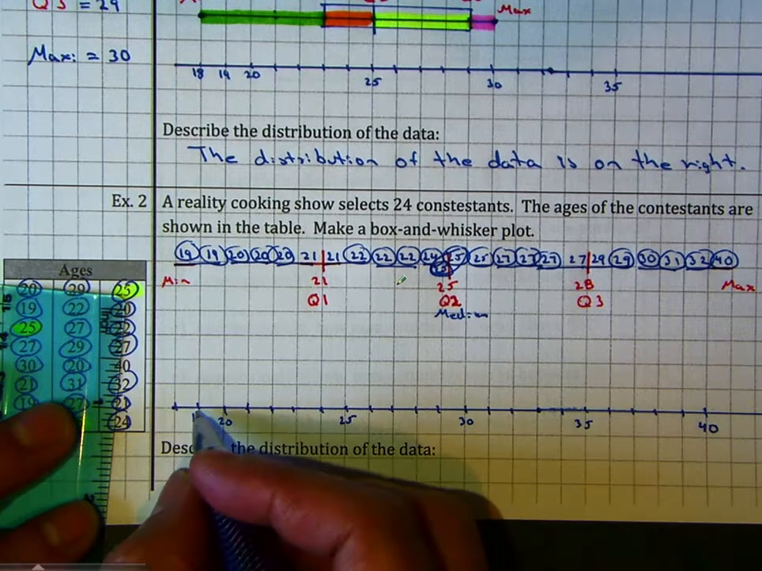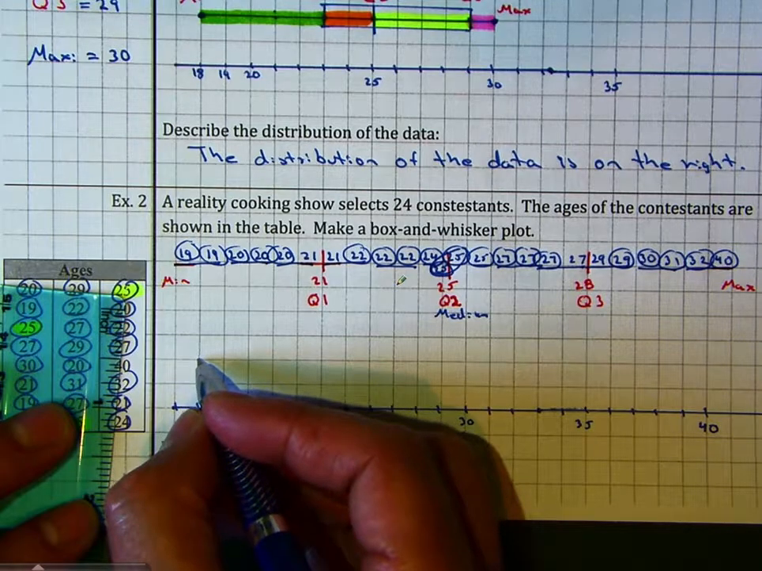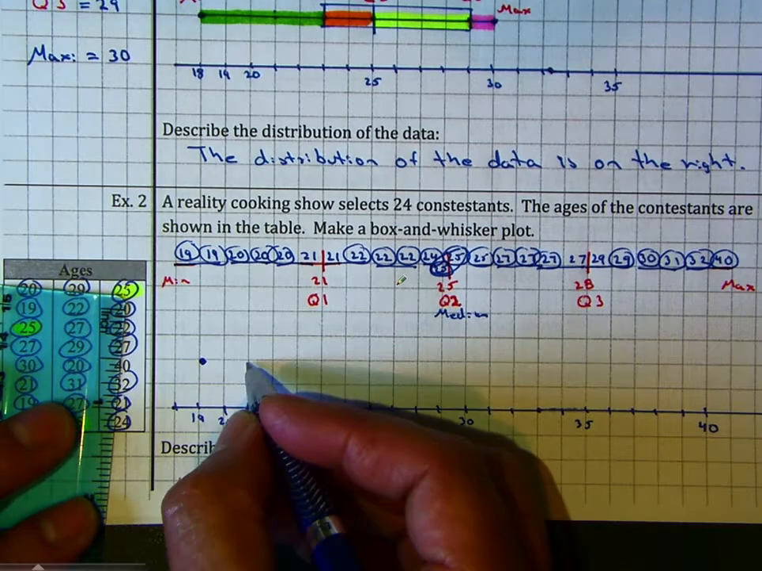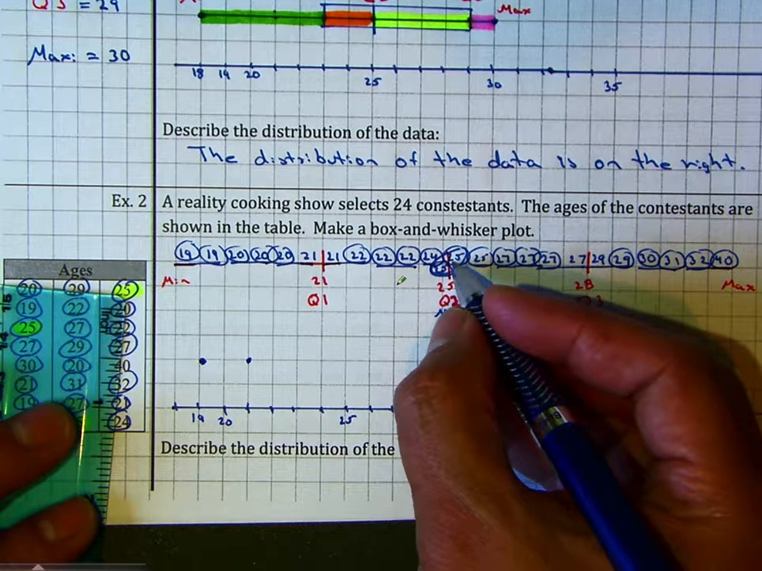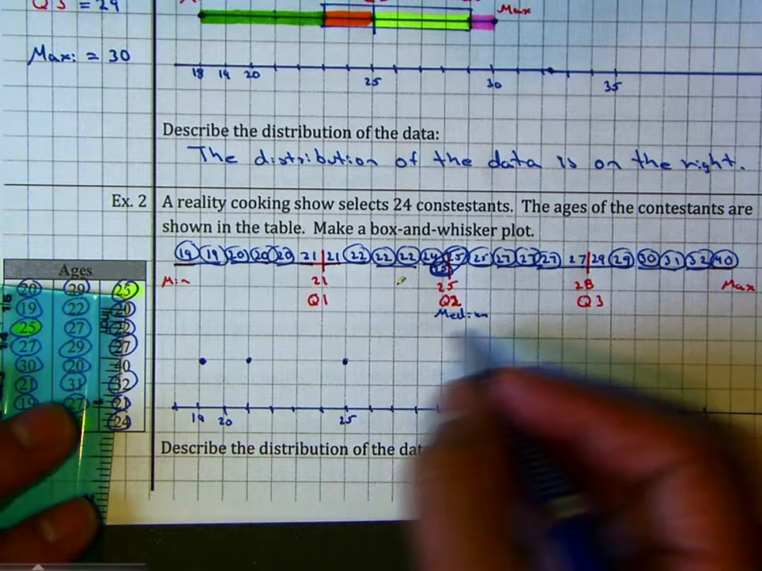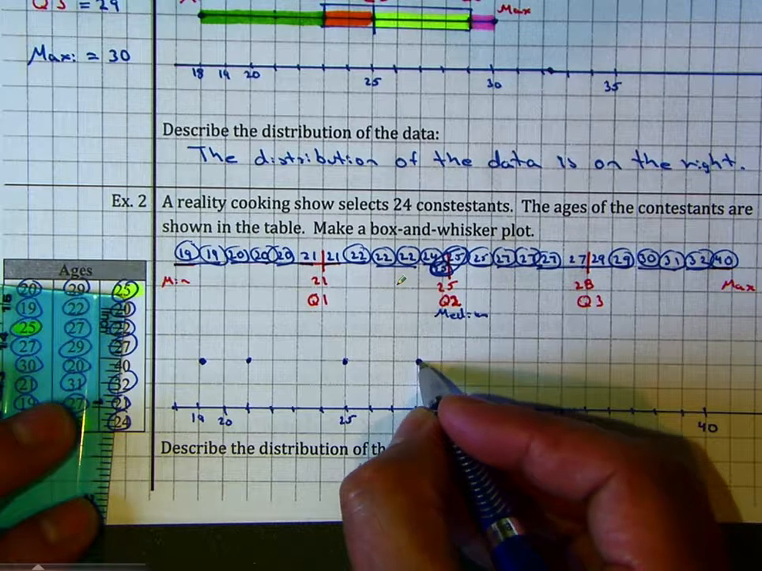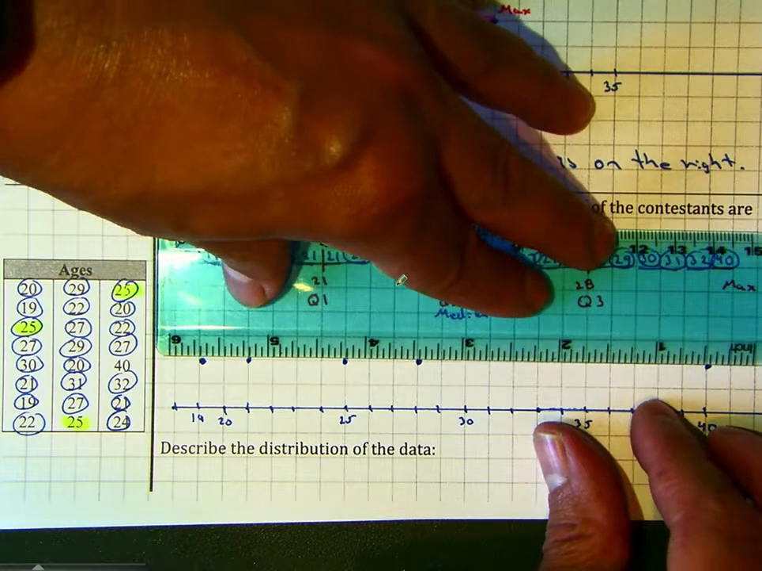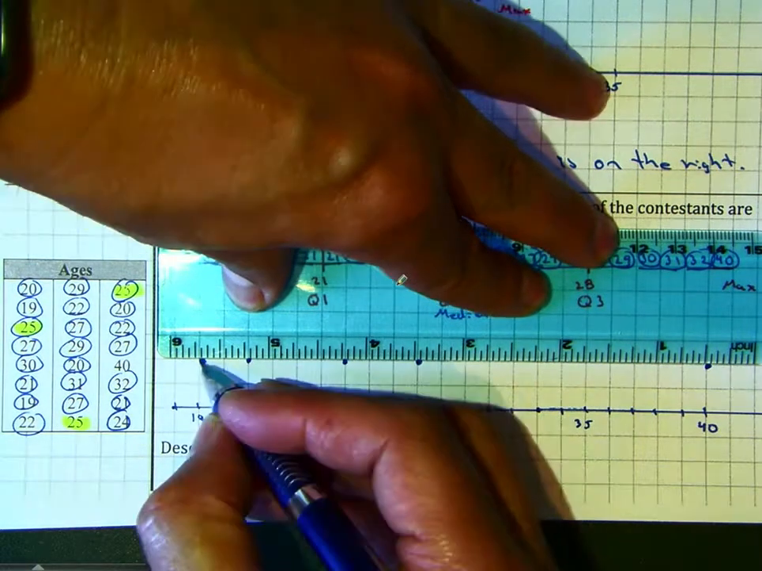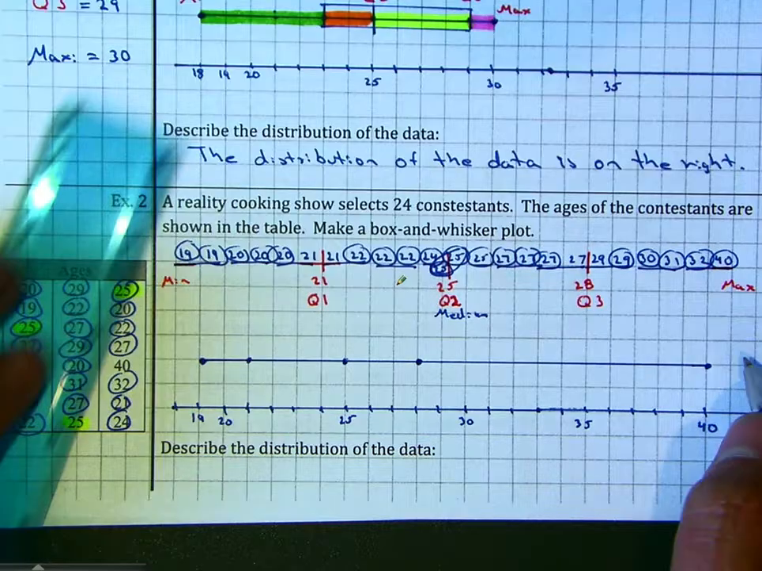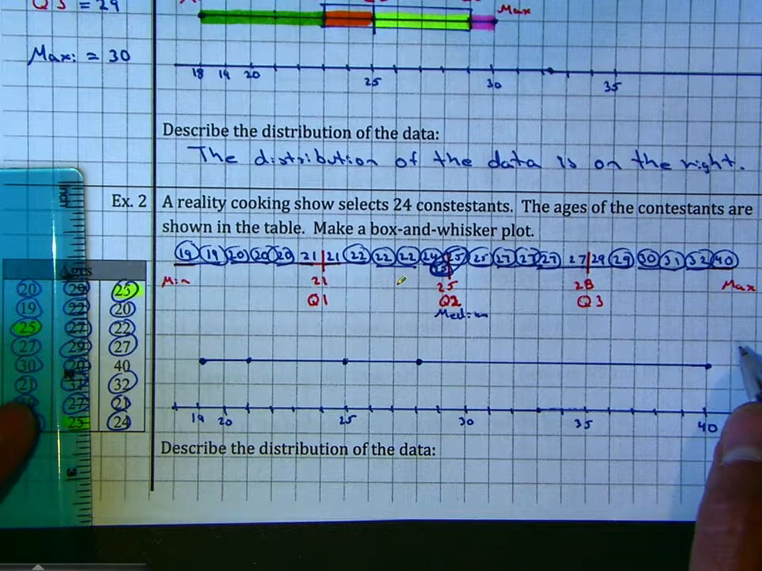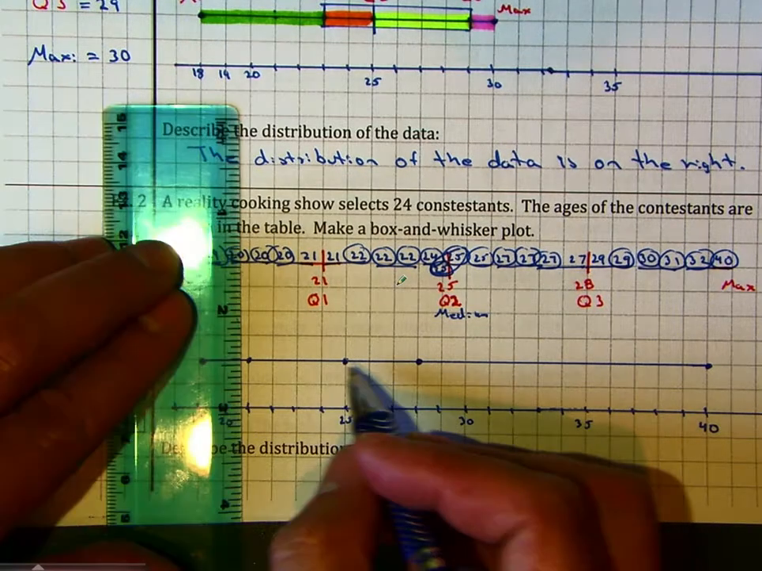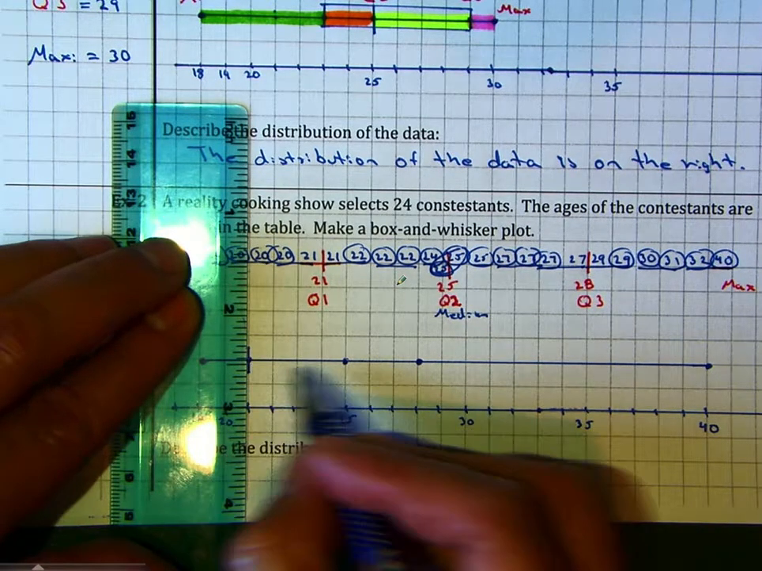So therefore I'm going to place my floating dots. I'll place my minimum, which is 19, 21, 25, 28, and 40 is the next one. I'll connect them with a straight line. And I'm going to make my box. I'm going to use my 3 dots in the middle, my Q1, Q2, and Q3 to make my box.